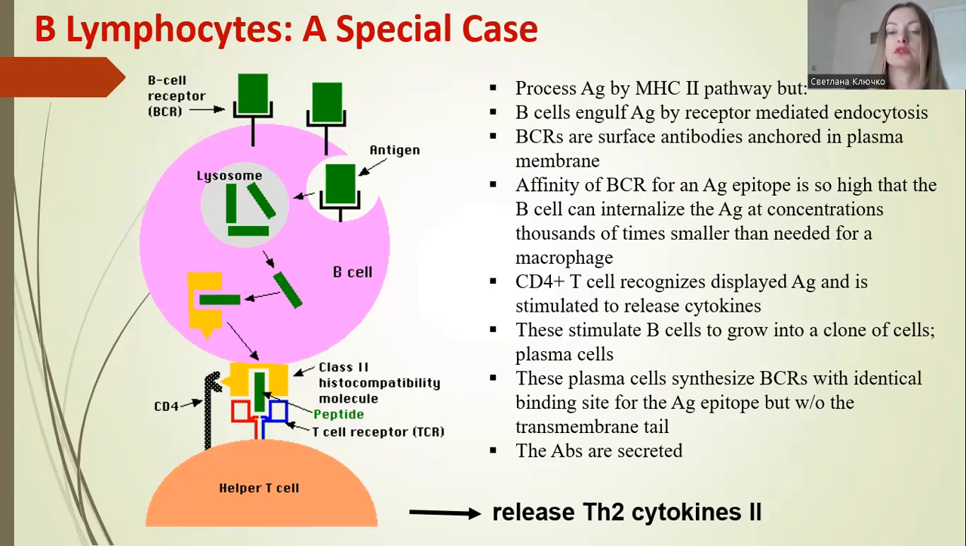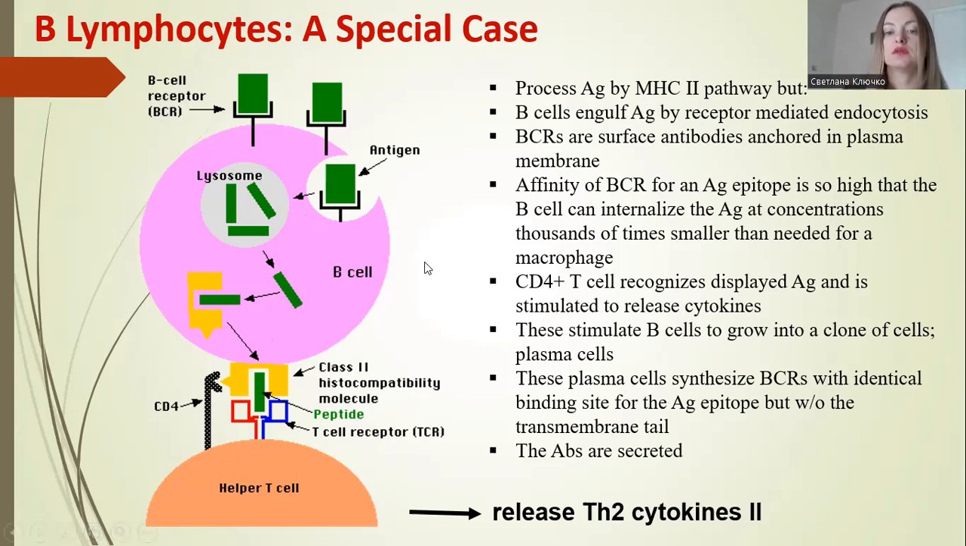They process antigen by the major histocompatibility complex 2 pathway, but B cells engulf antigen by receptor-mediated endocytosis. They have the B cell receptor, this one. The antigen binds to the B cell receptor. Then antigen is processed in the lysosome, and the antigen determinant is presented in complex with class 2 histocompatibility molecule to T cell receptors of the helper T cell, the CD4 positive cell.